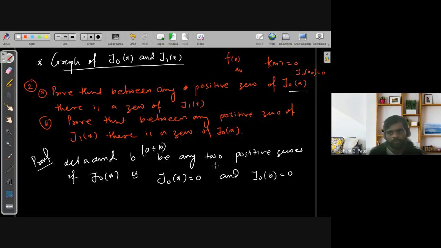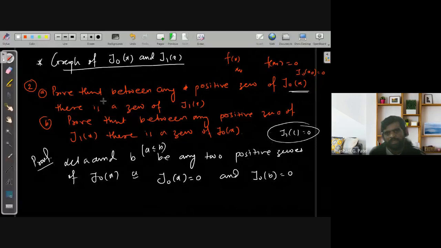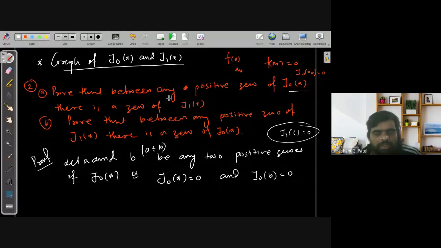What we have to prove is there exists some number c in between a and b such that J1 of c is 0. That is our objective. That is what this statement says. Between any two zeros of J0, there is a zero of J1. So between a and b, there will be some number c which is a zero of that.